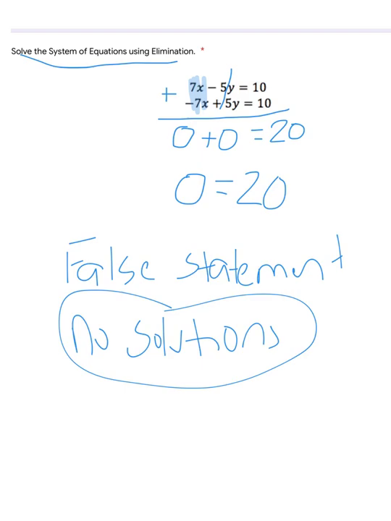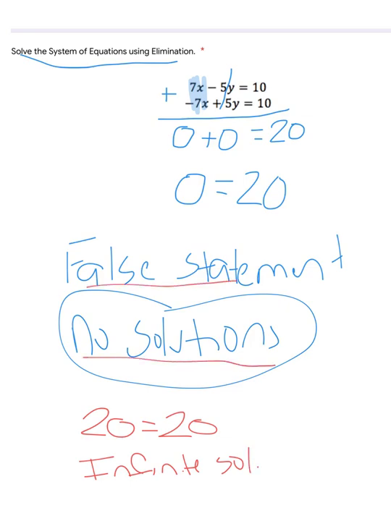Now, if you're wondering when it would be infinite solutions, well, it'd be infinite solutions if our variables, x and y, canceled out and we were left with a true statement, something like 20 equals 20. In a case like that, both variables canceled out and it's a true statement. That would be infinite solutions. Okay, so once again, in a problem like this, we're left with no solutions because it's a false statement and our variables canceled out.